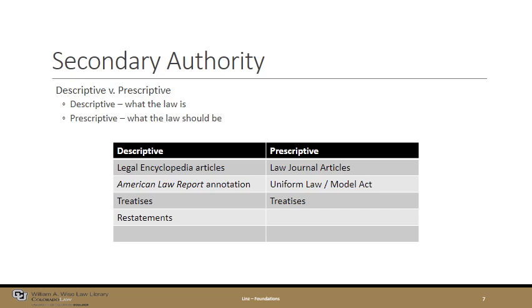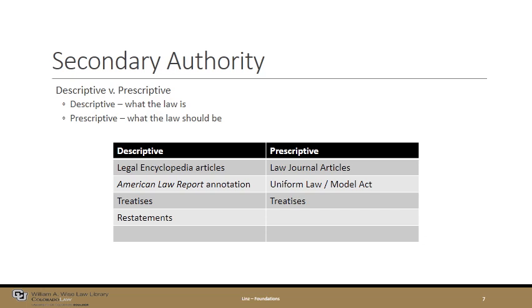At the other end is a prescriptive publication. And in this kind of publication, the author is telling us how the law should develop. It's making recommendations or suggestions on what the law has gone wrong or what it's doing well or how it should develop into the next phase.